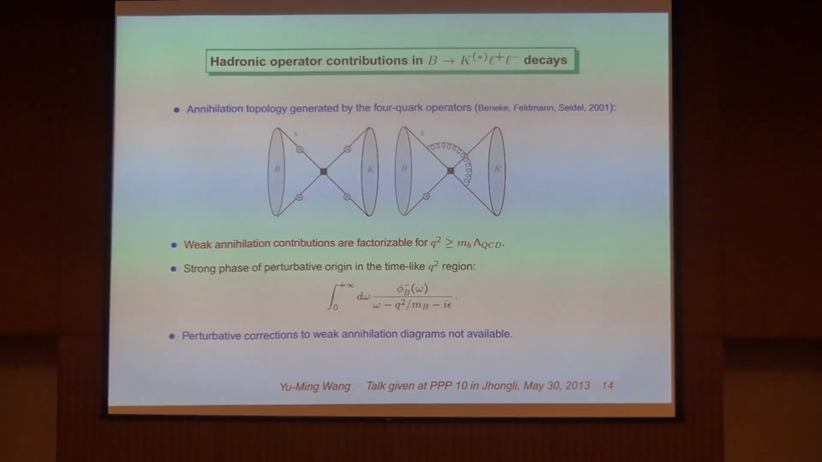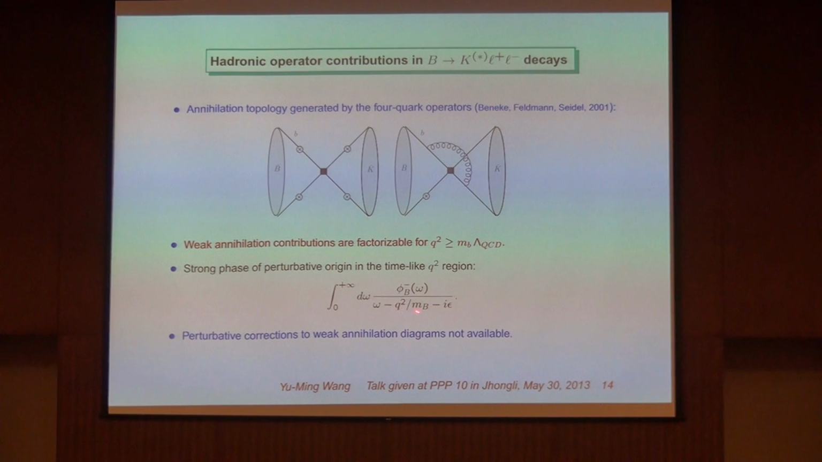And the third type of contribution is of annihilation topology. This is the leading order diagram with the photon radiated from these four quark fields, and the leading contribution is obviously from the photon radiation from the light quark inside the B meson. It has been shown that this weak annihilation contribution is factorizable if the transverse momentum, which is also the lepton pair invariant mass, is larger than the hard-collinear scale. Otherwise, you will get endpoint singularities.